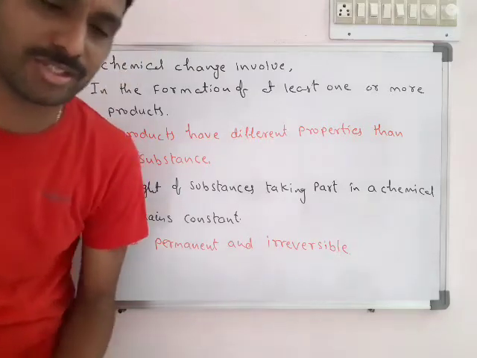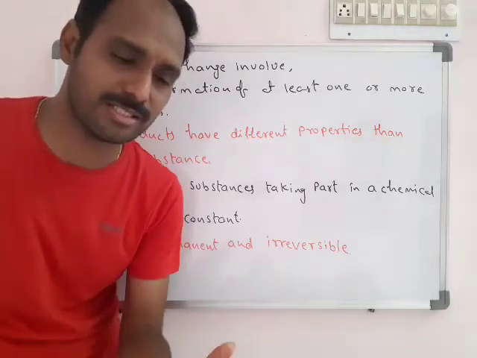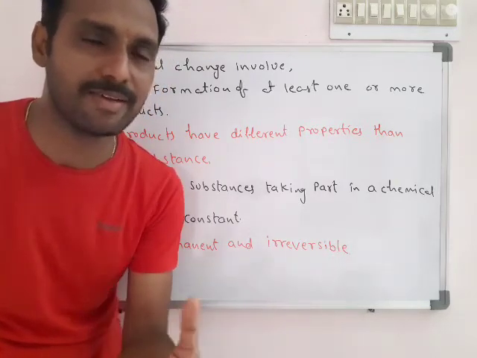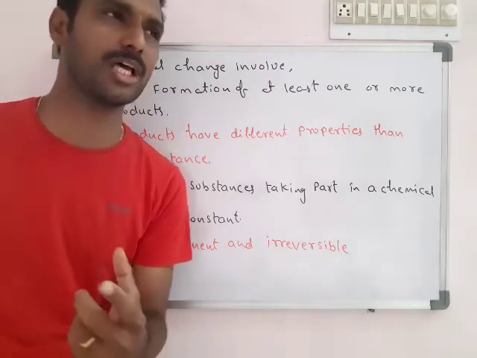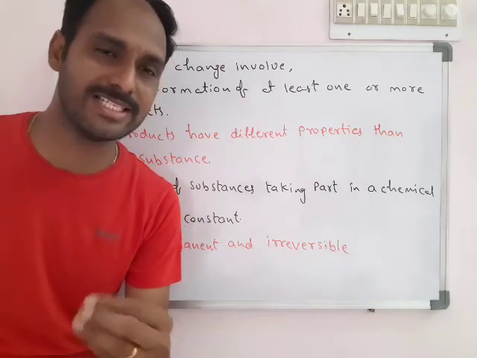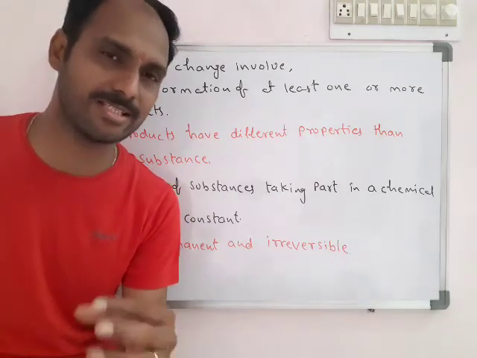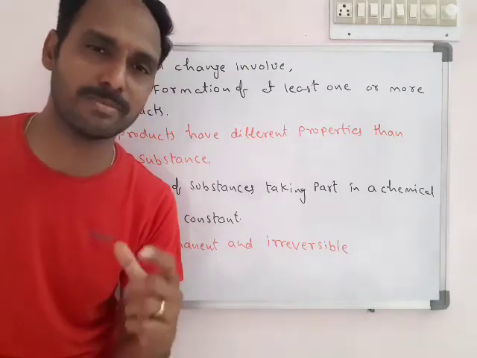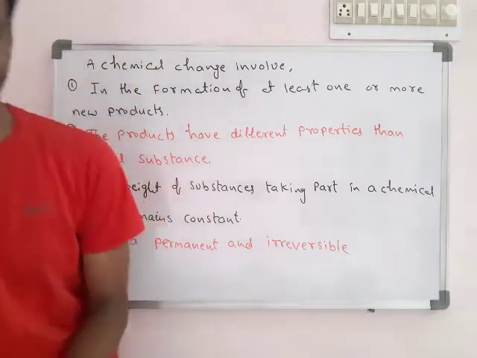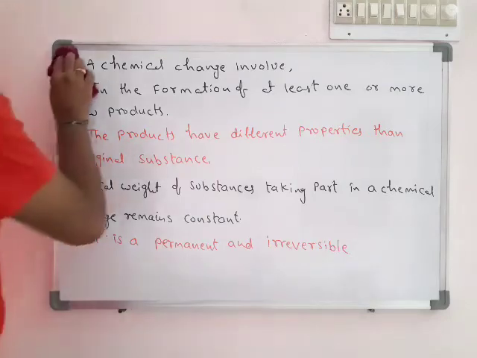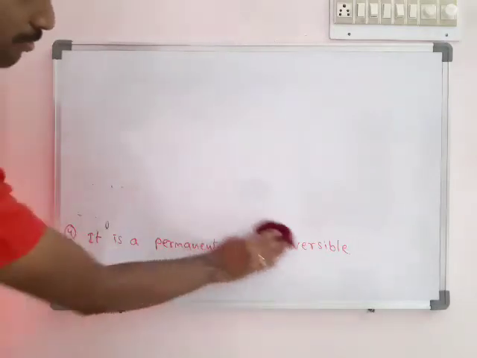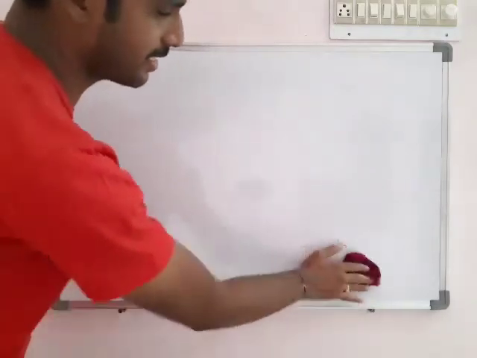during a chemical reaction, sometimes energy is released, in the form of heat. Sometimes energy is released or sometimes energy is absorbed. If energy is absorbed, that is called an endothermic reaction. If energy is released, that means releasing out, this is called an exothermic reaction. That is also very important in a chemical reaction. So in mass there is no change, but in energy there is some change that takes place.